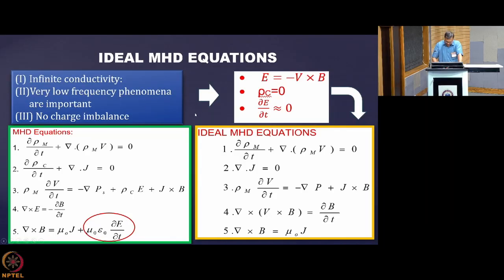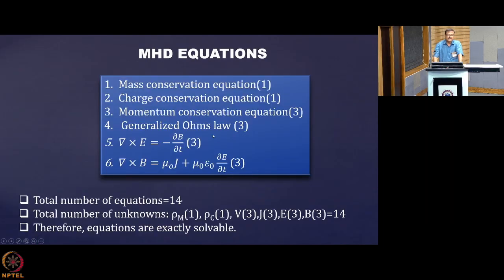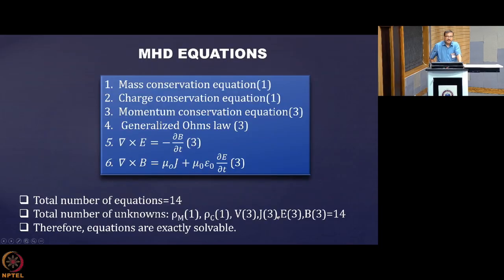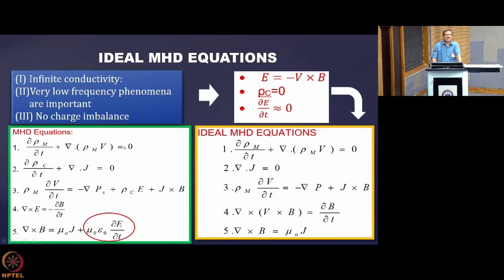So how does it come over here? I should go back: J is equal to sigma times (E plus V cross B). You say that conductivity is infinite, then what goes? Sigma goes to the left side as a denominator, and since sigma is infinite, this term becomes 0. So you get E plus V cross B equal to 0. This is exactly the statement that E is equal to minus V cross B.